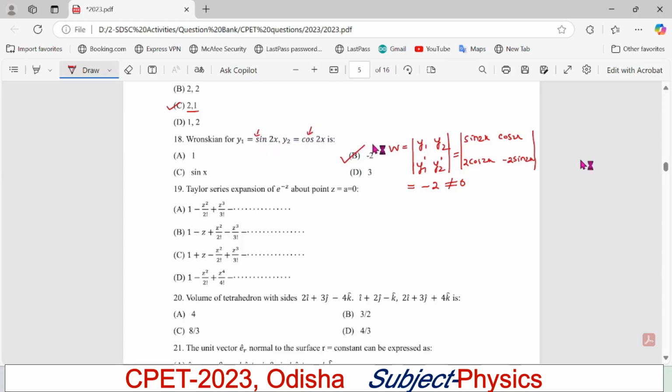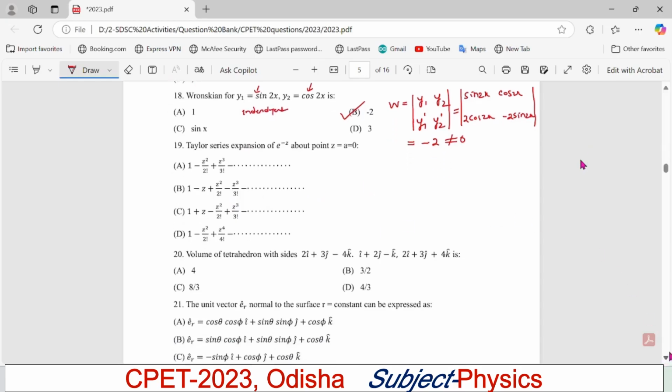Are these two solutions independent or dependent? Here the Wronskian is not equal to 0, so these two solutions are independent. Okay, independent. You just remember this one. Next question, question number 19.